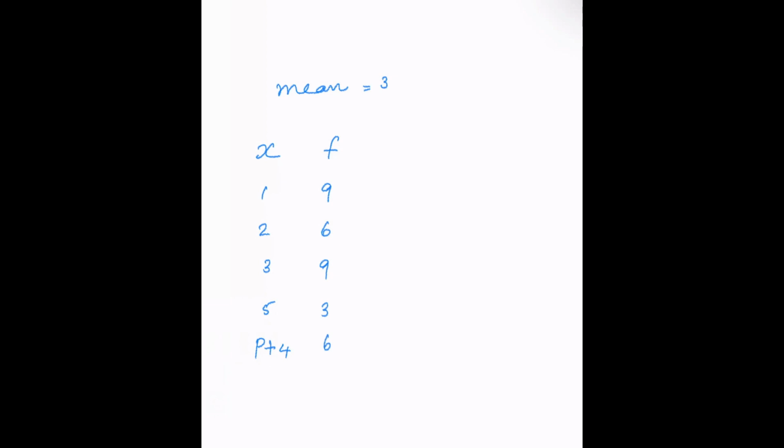Go ahead and do XF. So when you do XF, you get 9, 12, 27, 15, 6P plus 24. This is sigma FX. Sigma F is, how many observations are there?